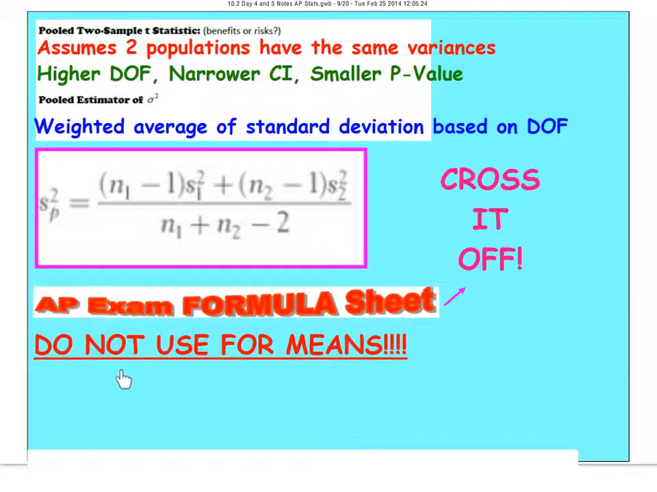Just highlights here, do not use that pooled button for the means. It's only for the pooled proportion for the test of the difference of two proportions, not the confidence intervals. Anything pooled for the means can absolutely be ignored.